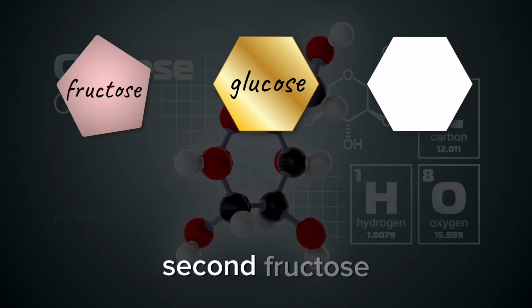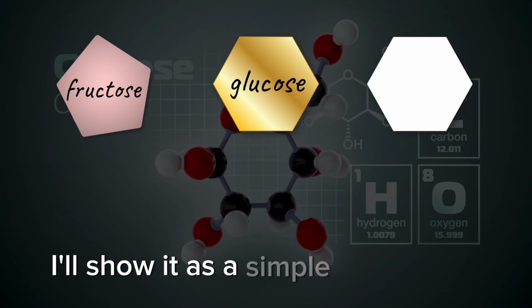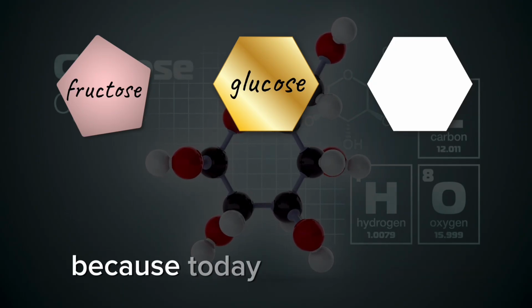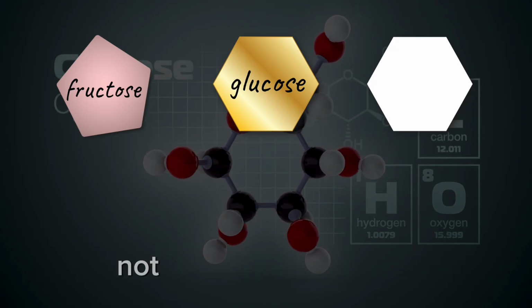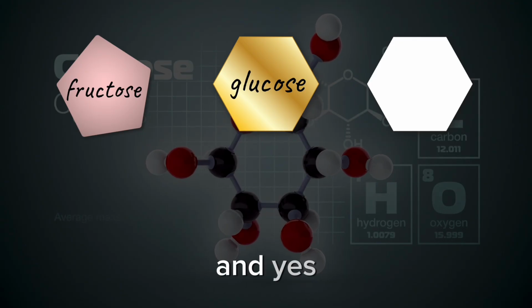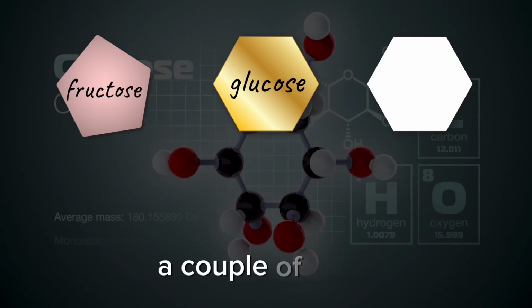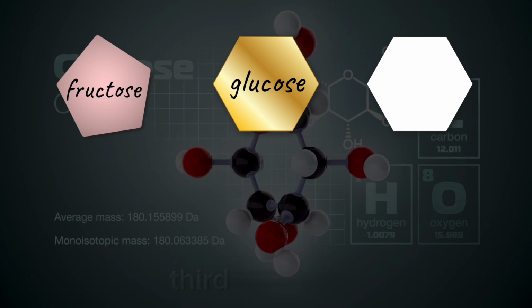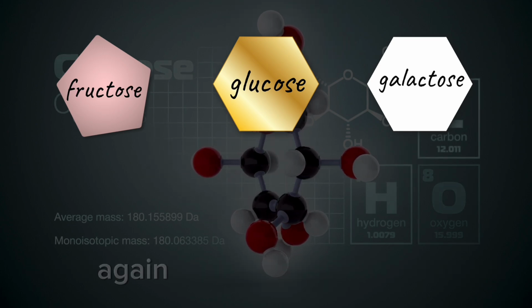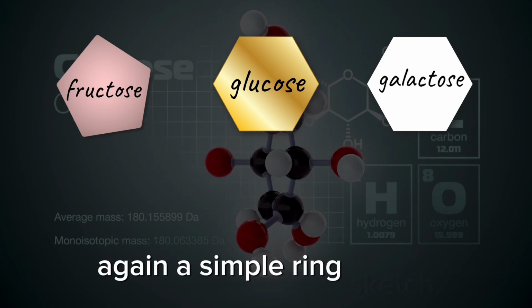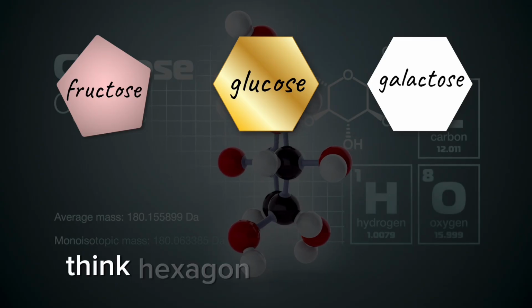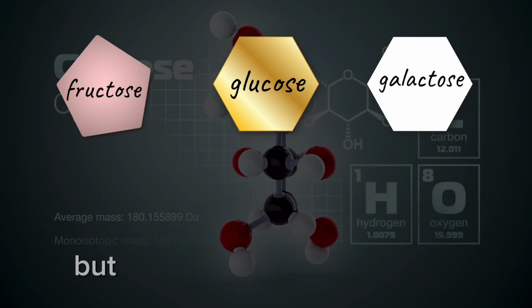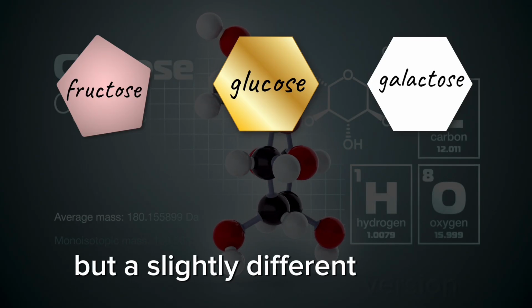Second, fructose. I'll show it as a simple ring sketch because today is kitchen logic, not a chemistry degree. And yes, fructose can be drawn a couple of ways, but for our purposes, think pentagon. Third, galactose. Again, a simple ring sketch. Think hexagon, just like glucose, but a slightly different version.